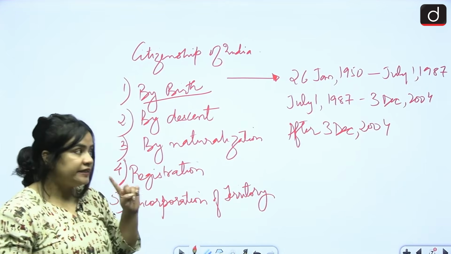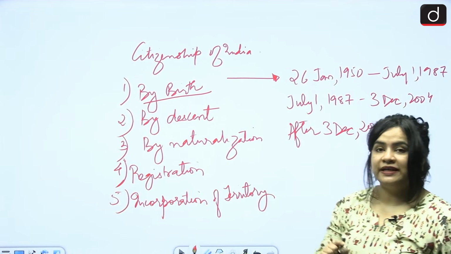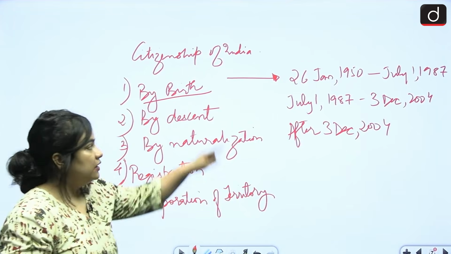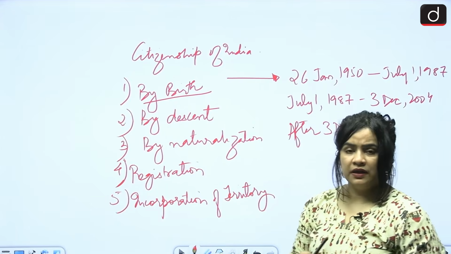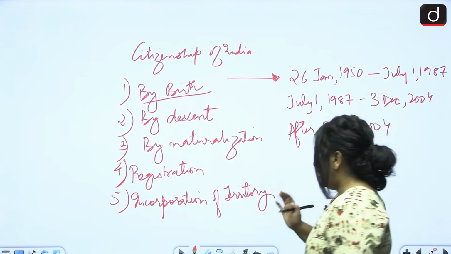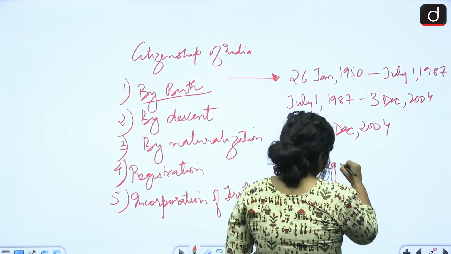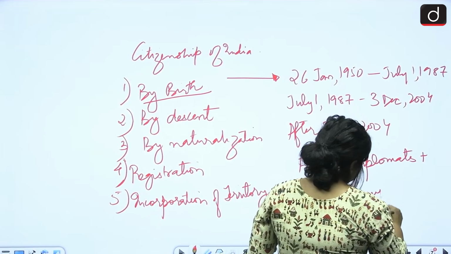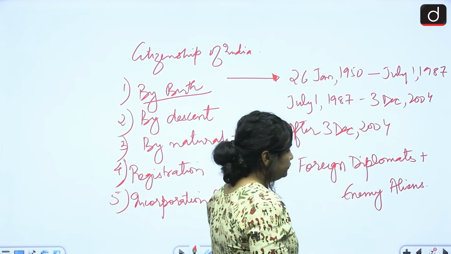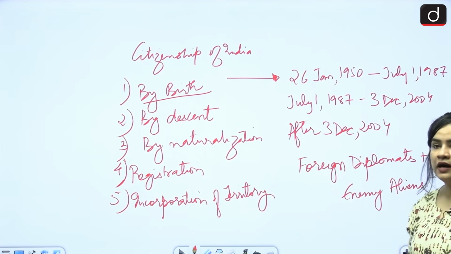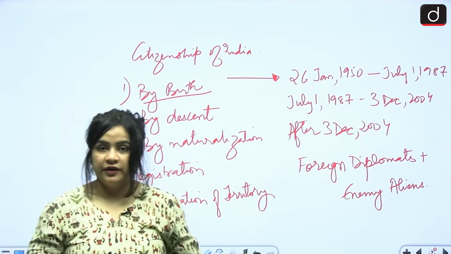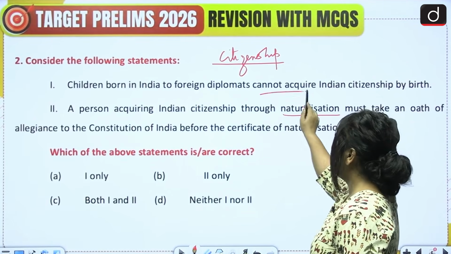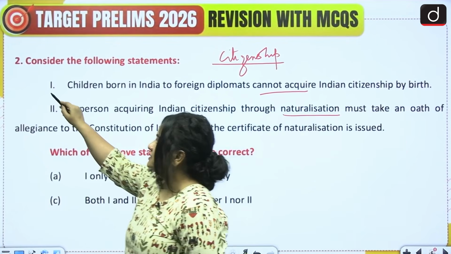Or if not both, then at least one parent should be Indian and the other should not be an illegal immigrant. So these are the various conditions that have been put upon individuals for them to have the citizenship by birth. Another important thing that one must notice here is any children who are born to foreign diplomats in India or children of enemy aliens, states that we have been at war with, such children who are born in India are not eligible for citizenship of India by birth. So if we go back and look at the first statement, children born to foreign diplomats cannot acquire Indian citizenship by birth, this statement is accurate.